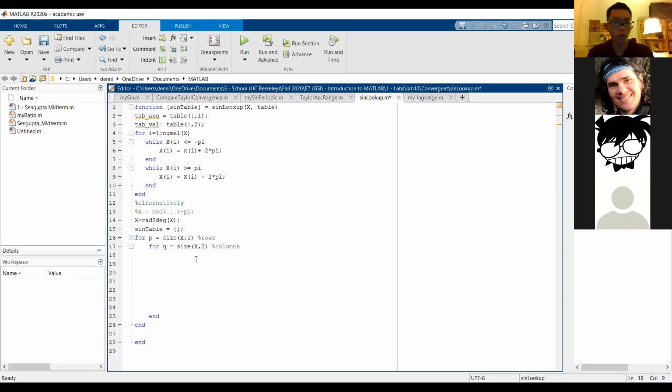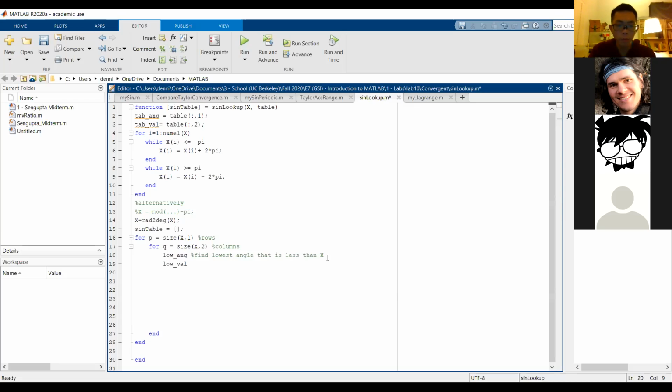Okay, here's what we're going to do. I'll type it out. Find the lowest angle that is less than X. And just a reminder, we did convert radians to degrees, so we know those are the same. So this is a valid comparison. What I want to do is find four different things: the low angle, then the low value, the high angle, and then the high value. Here's why I want to do that.